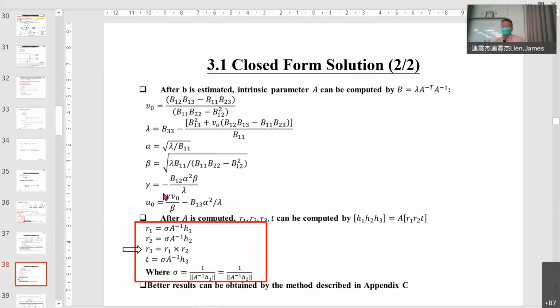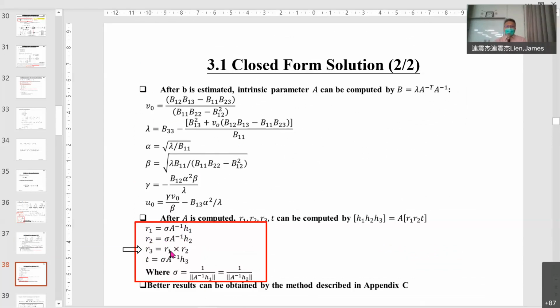After we solve B, we can have the intrinsic parameters. This is B, it's been recovered. But how about the extrinsic parameters? We'll continue to solve it. For the R1 axis, it becomes this result. R2 becomes this result. That's okay.